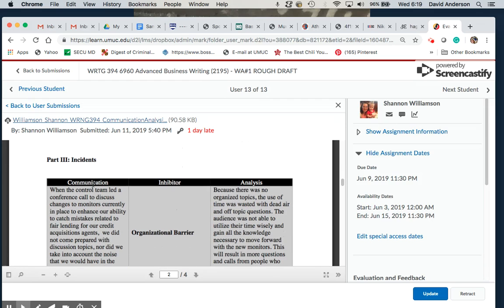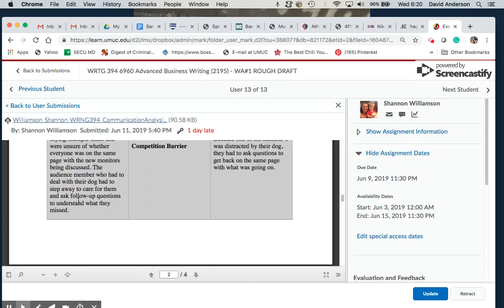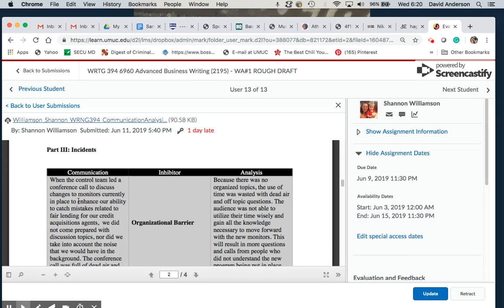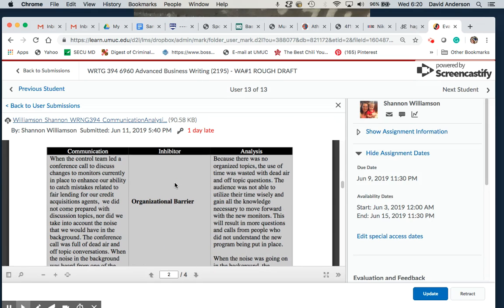Next, you're supposed to give an example of a situation where a barrier was in place, identify the barrier or inhibitor, and then analyze why that barrier was in place over others. Here, I understand you are giving a description of a type of incident or situation, but it is kind of generic. As I understand it, you're sharing conference calls in general, and you're noting there are various barriers in there, and you're absolutely right.